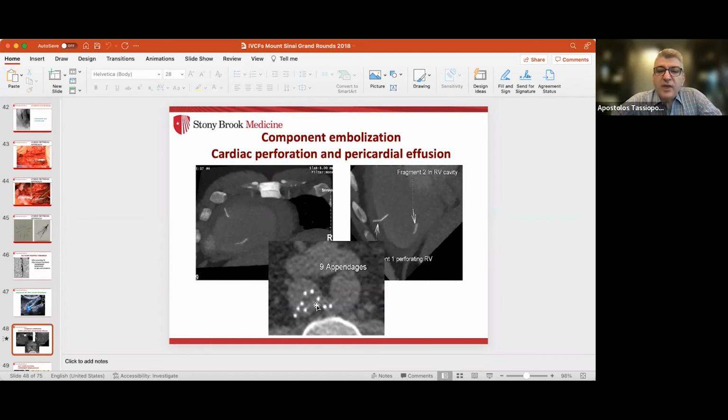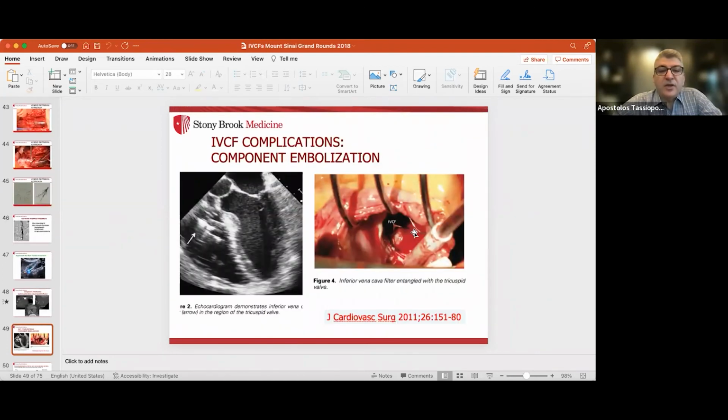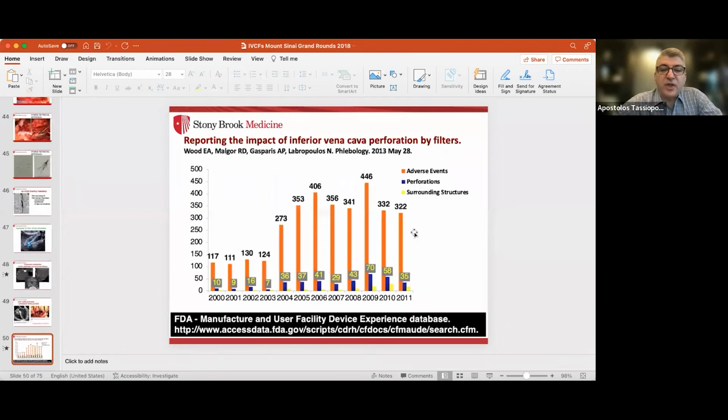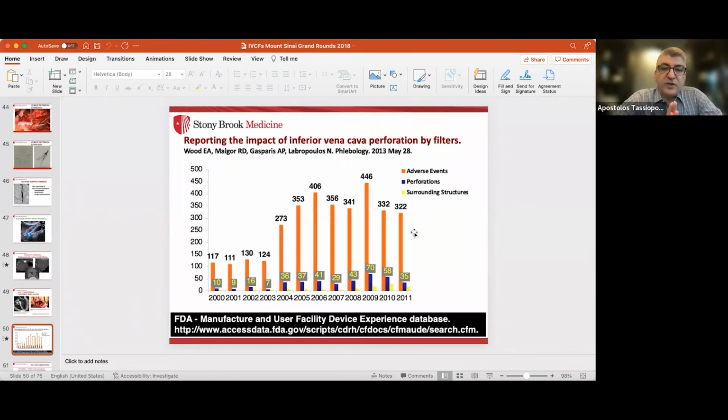Look at the inferior vena cava here. It should have a total of 11 appendages. It only has 9. One of them is through the right ventricle and causing a pericardial effusion here. And there is a second one right at the tip of the RV. You can see a filter that has embolized in the heart. Those are usually filters that are undersized or cavas that are oversized, and that's a consideration that needs to happen prior to insertion of the filter.